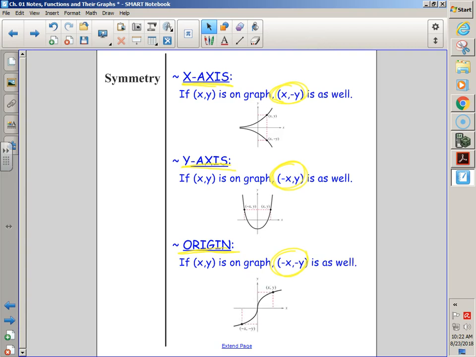Just example graphs. It's not like these are magical in any way, shape, or form. They just show or illustrate these types of symmetries.